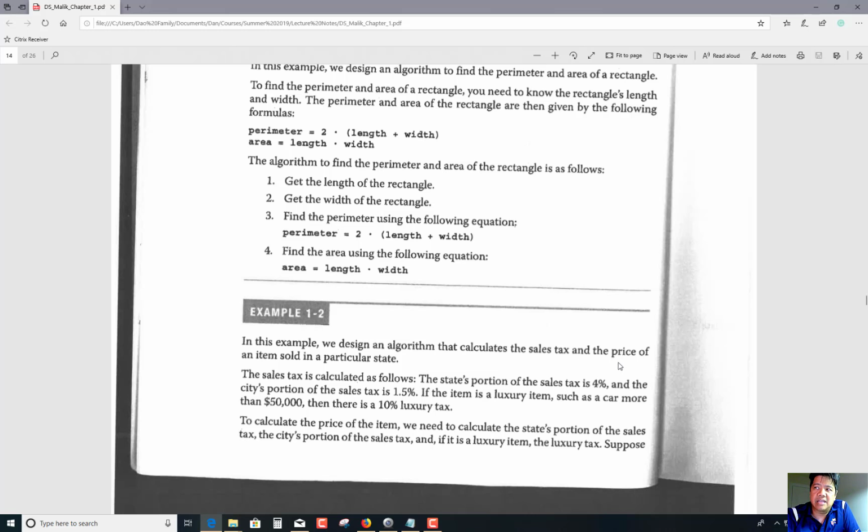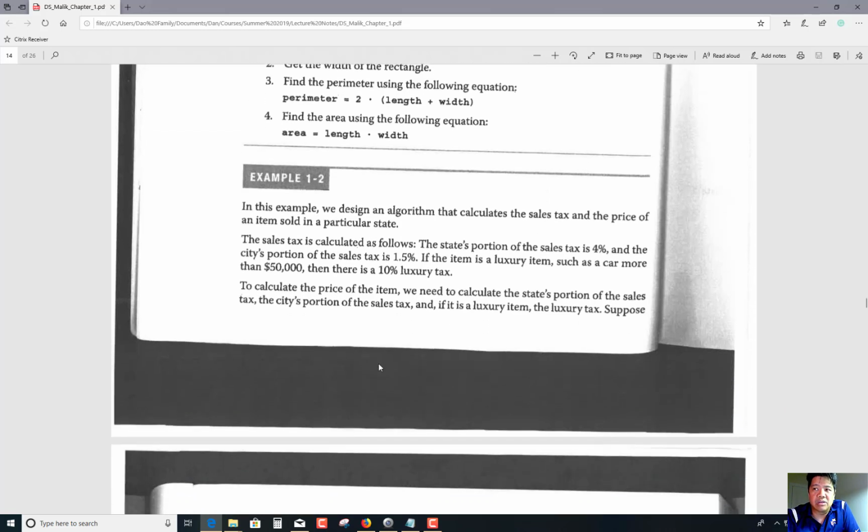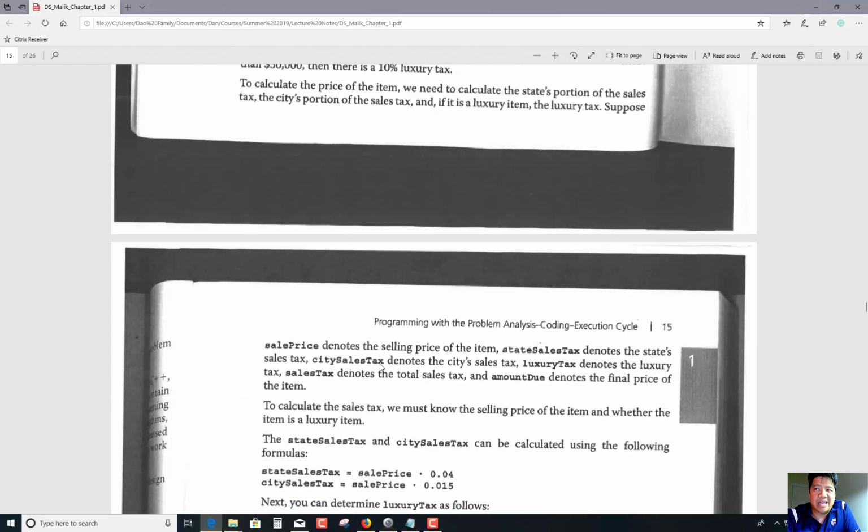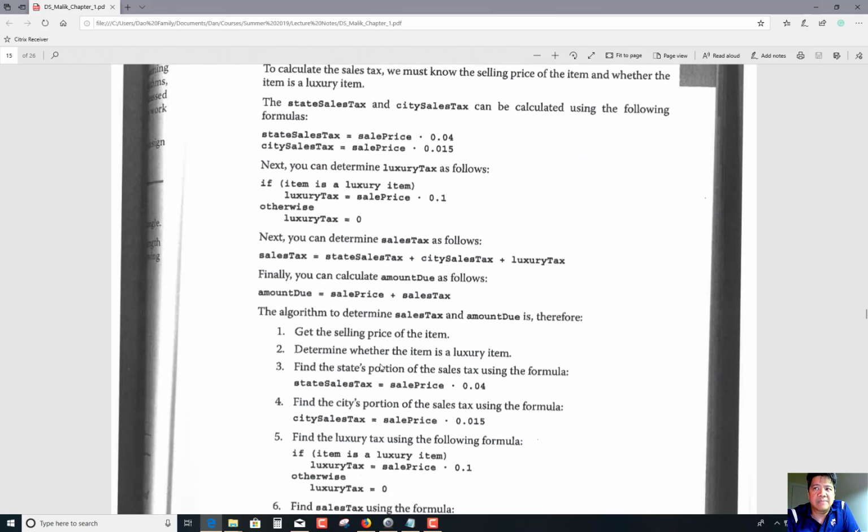So that's the same analogy I'd like you to understand. If we design an algorithm to calculate the sales tax and the price of an item sold in a particular state, I hope you can figure out what 8.25% tax of $1 is, on pencil and paper, or sort it out before you can actually write a program. So that's what this is about. It's about the logic.